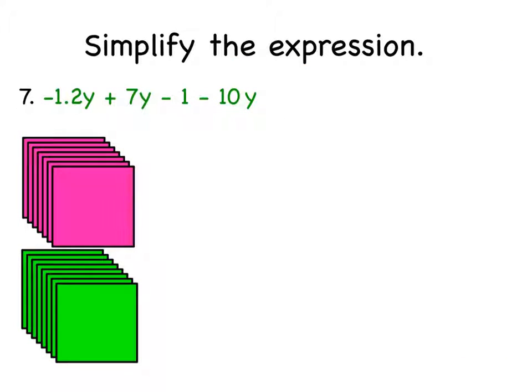Okay, I want you to try to simplify this one on your own. Now don't be thrown off. There are 3 y terms. You're going to add those together. And then you just have the one constant term that will be part of your final answer. Go ahead and pause the video and try this one on your own.